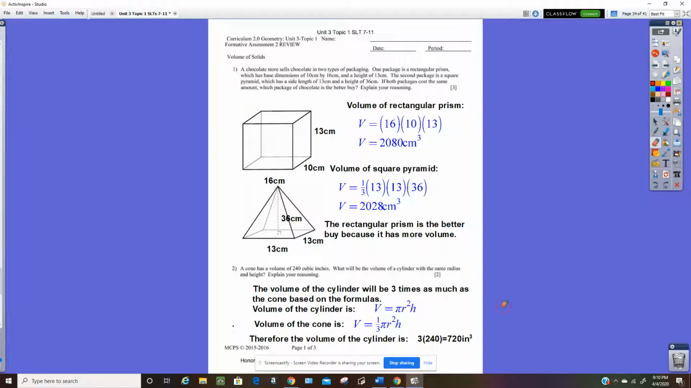Here's a review of the volume of solids quiz.